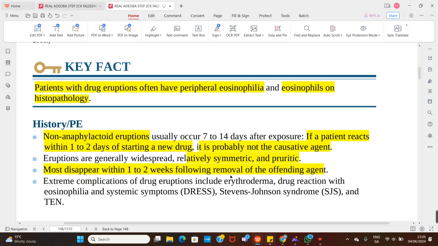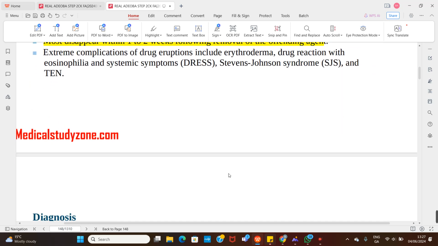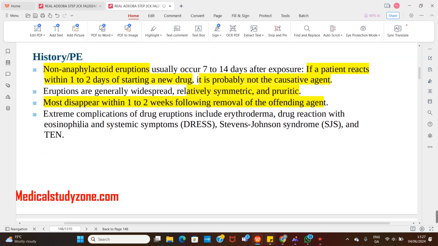So the first thing you do when you identify that somebody has a drug eruption is to stop the drug first. That's the first thing to do before you start your symptomatic treatment. If the patient is having pruritus, you want to give an antihistamine, or a topical steroid. So what are the complications that can happen from drug eruption?